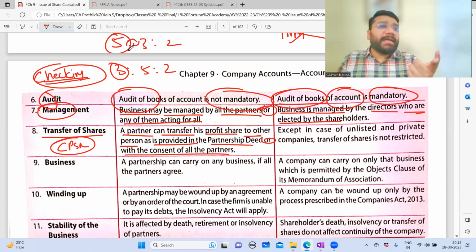If it's admission, I gave you the example. The same thing follows. So a partner can transfer his profit share to another person as provided in the agreement. So CPSR, admission, retirement, death, what is it? It's all transfer of profits only. Transfer of share of profit.